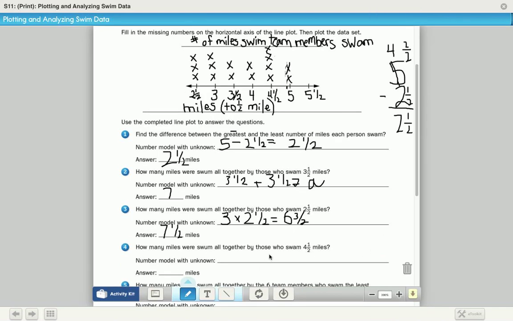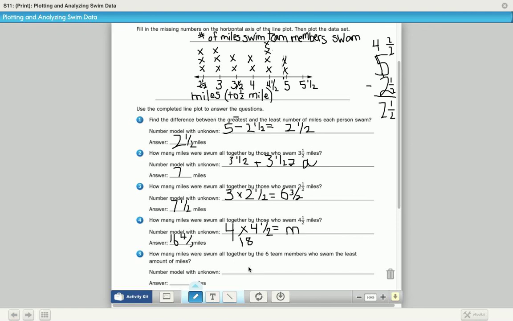Okay, how many miles were swum altogether by those who swam 4.5? So 4.5, there were 4 of them. So we would have 4 times 4.5. Again, whole number times a mixed number. So 4 times 4, I'm going to remember to put my unknown variable there. 4 times 4 is 16, and then 4 times 1/2 is 4 halves. So 16 and 4 halves miles, or 4 halves is the same as 2, so it would also be the same as 18 miles.